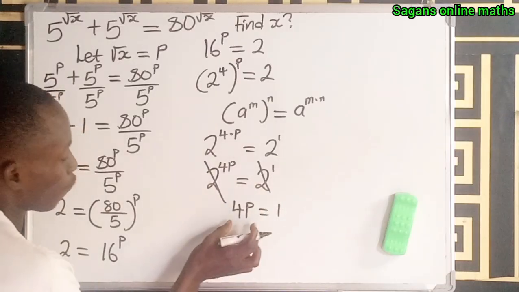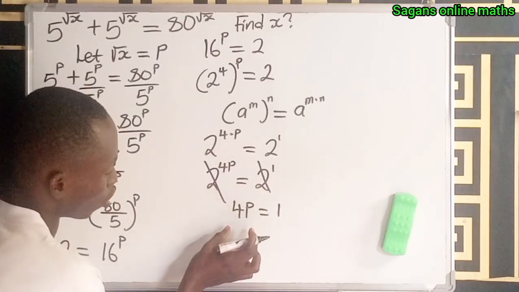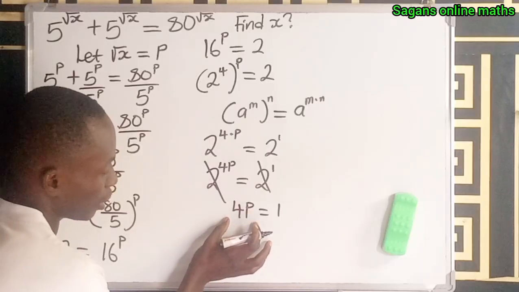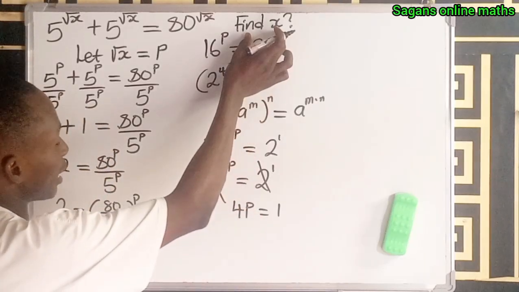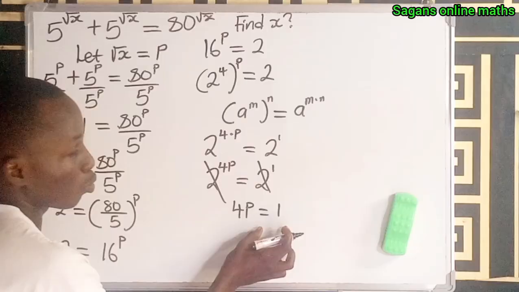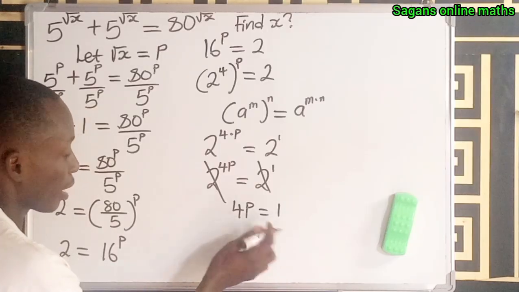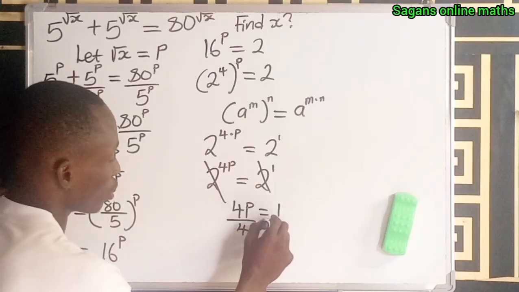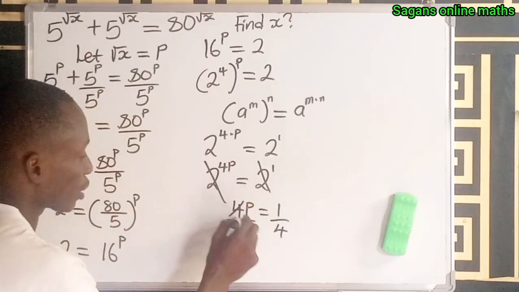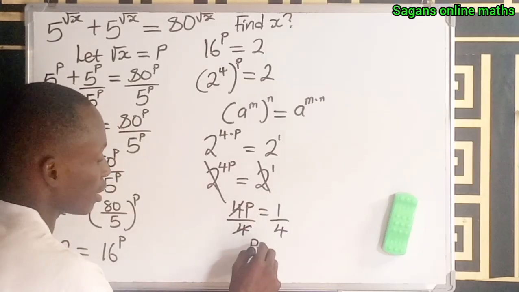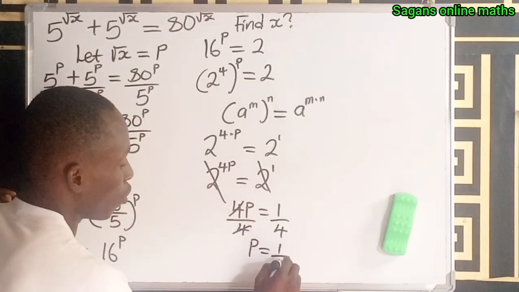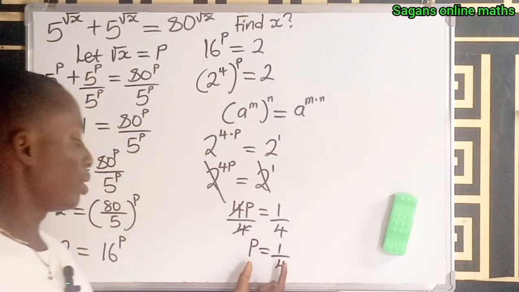Right? Now for us to have p, and take note that we are not asked to solve for p. We are asked to find the value of x, right? But if we can know the value of p, we can also determine the value of x. So if we divide here by 4, also divide here by 4. We see that p is equal to 1 over 4. This is the value of p.